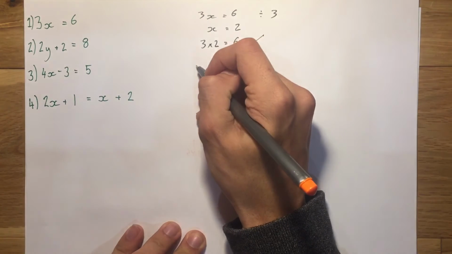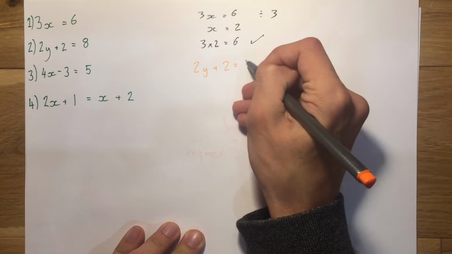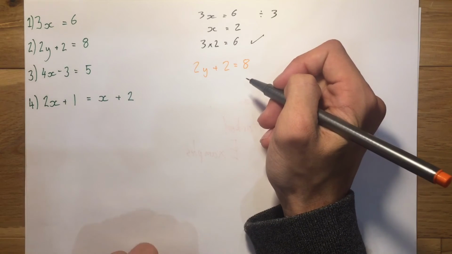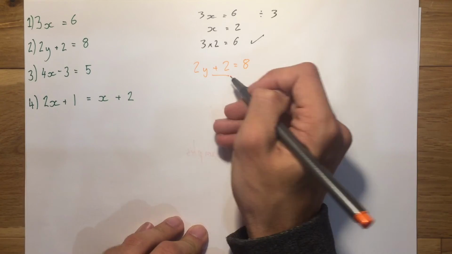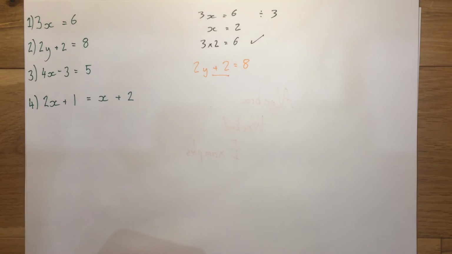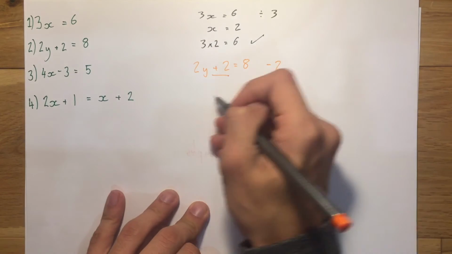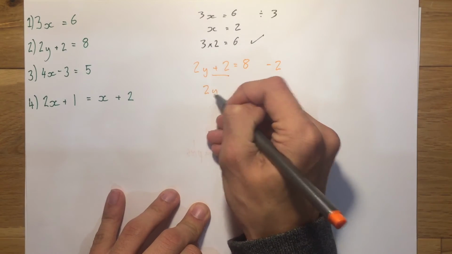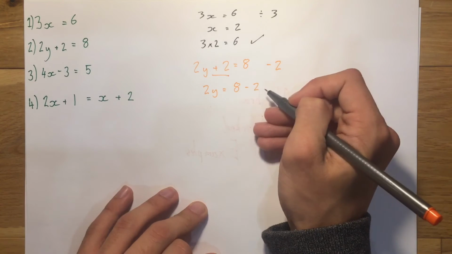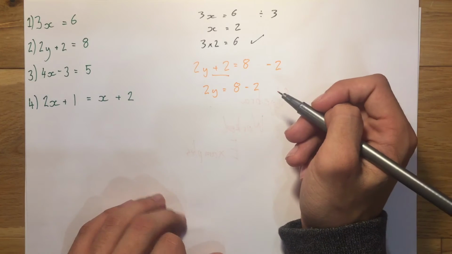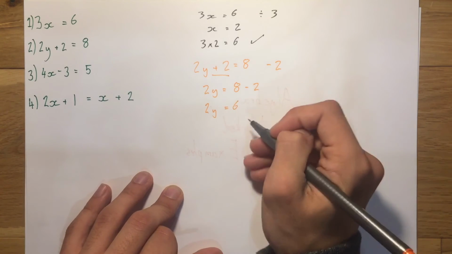Okay, so we've got 2y plus 2 is equal to 8. Now this is slightly more complicated because we've got this 2 here. To remove this 2, we're going to firstly take away 2 from both sides, which gives us 2y is equal to 8 minus 2, which we know is 6. So that means we've got 2y is equal to 6.